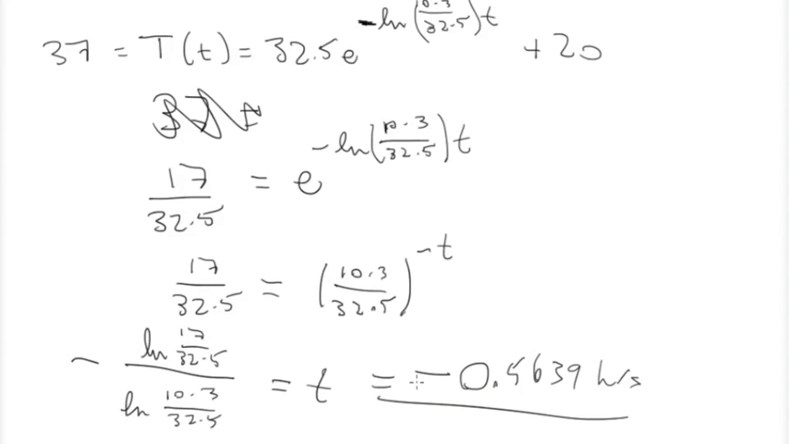So if the patient was 32.5 degrees at 1:30, this is a little over half an hour, so they probably died at like 12:57 or something. But that is the basic gist of how to do this kind of Newton's law of cooling problem. So now we're going to move on to talk about one more kind of exponential growth and decay problem, and that is continuously compounded interest.